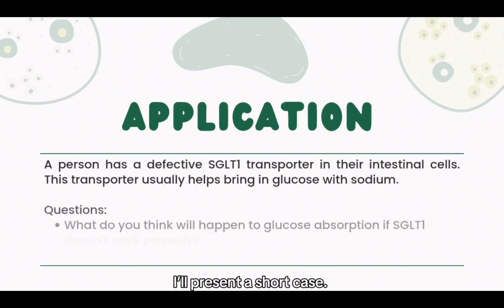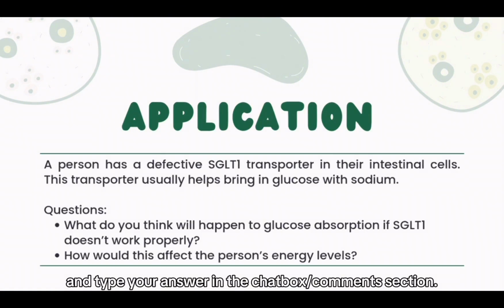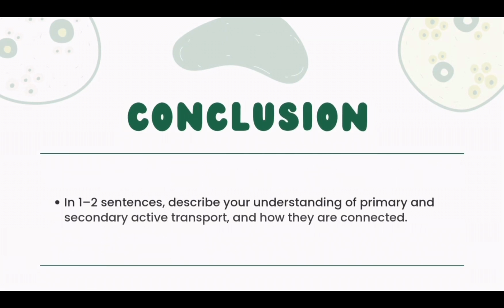I'll present a short case. You'll have 30 seconds to think and type your answer in the chat box or comment section. Now, in 1 to 2 sentences, describe your understanding of primary and secondary active transport and how they are connected.